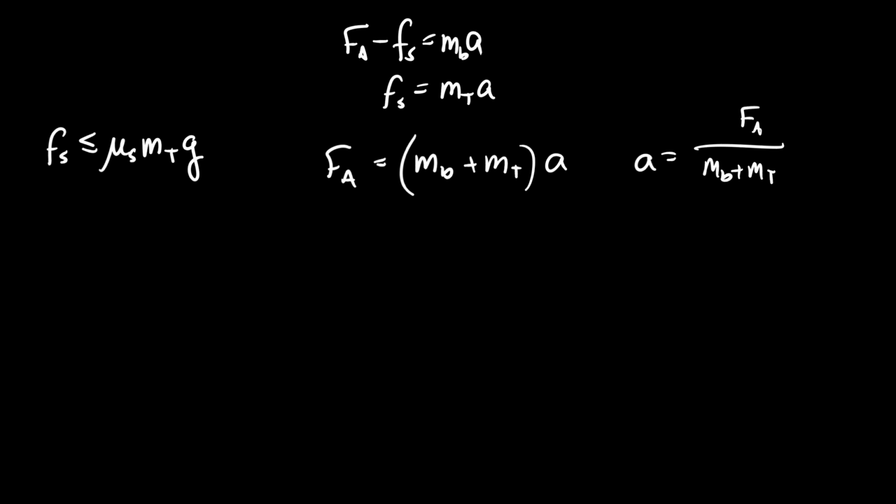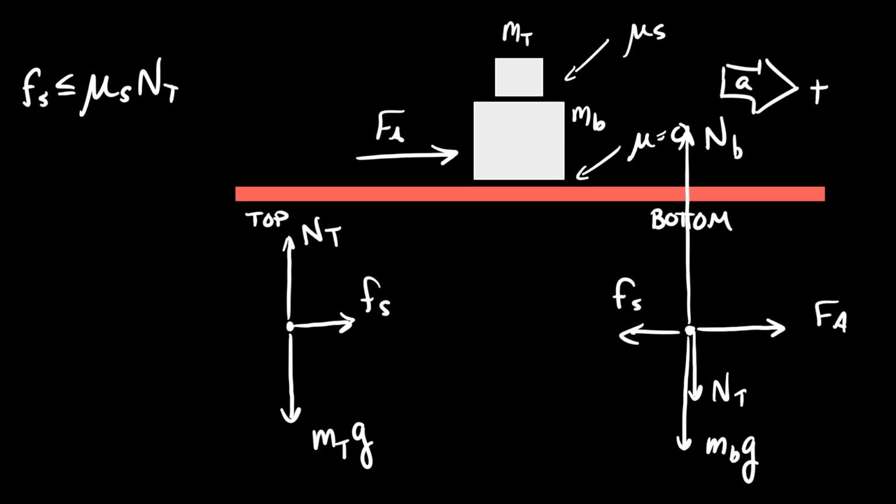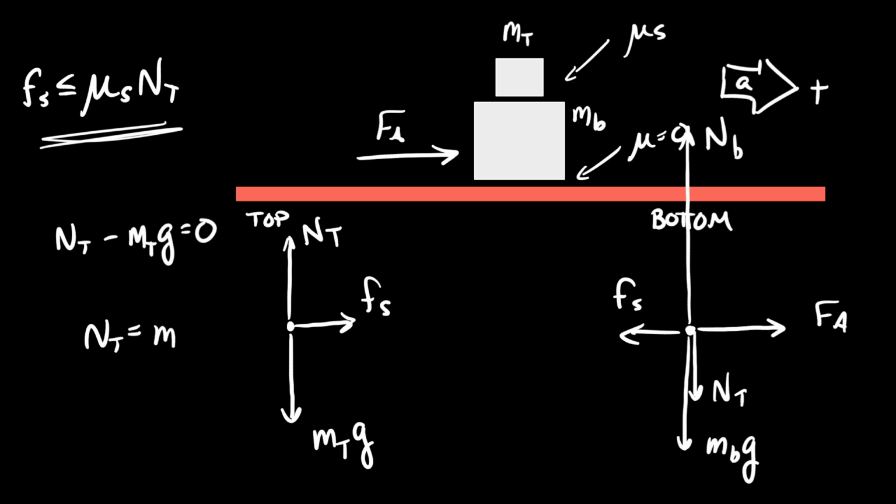Everybody see where I got this from? If not, talk now. Thank you. So what I did was I reminded myself that the frictional force on the top box is based on the normal force on the top box. In the y direction, the normal force on the top box minus mtg has to equal 0. So the normal force on the top box has to equal mtg. So I just did substitution. Does that make sense?